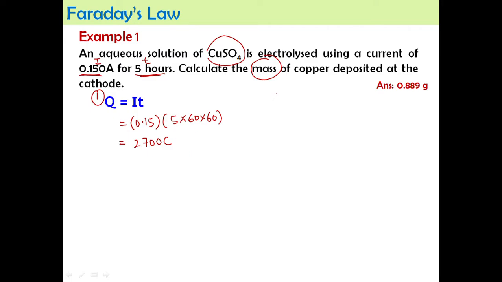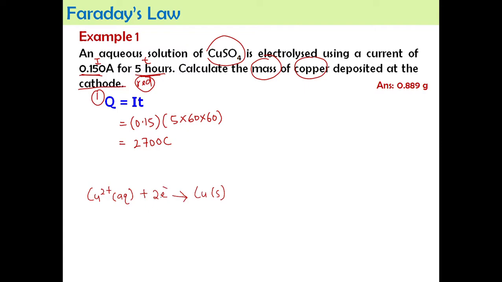Jadi nak relate dengan mole of electron, kenalah tahu equation dulu kan. Jadi it occurs at cathode dan melibatkan copper. So at cathode, reduction occurs. Jadi kita kena tulis reduction equation untuk Cu. This is the equation. Daripada equation ini, so that's why this is very important. Awak kena tahu macam mana nak tulis equation ni.